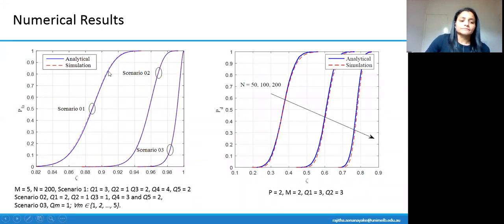So here, in the first plot, I have the false alarm probability, and the second plot is the detection probability. In the first one, I have considered 3 scenarios by changing the number of antennas at the secondary user terminals to different values. And in here, I changed the number of samples that I collect from 50 to 100 to 200. So as you can see, in almost all the cases, the approximation and the numerical results fall almost on top of each other.